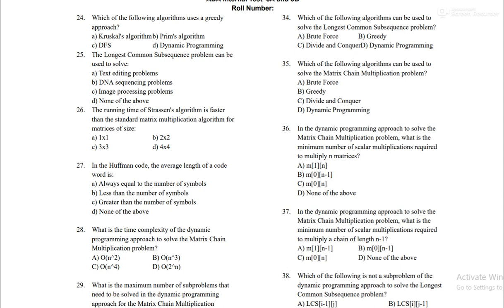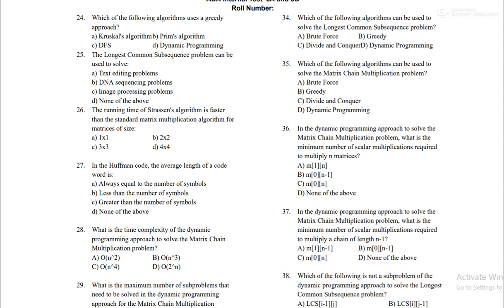Question number 36. In the dynamic programming approach to solve the matrix chain multiplication problem, what is the minimum number of scalar multiplications required to multiply n matrices? The minimum number of scalar multiplications which are required to multiply n matrices.